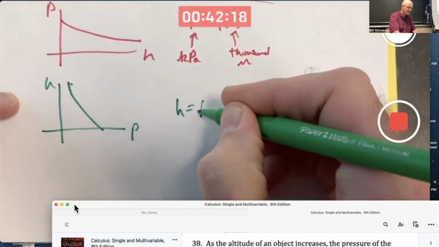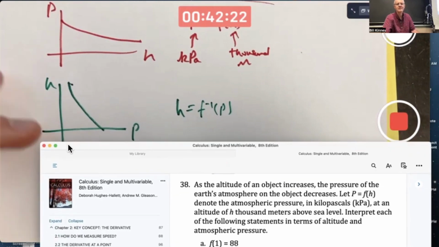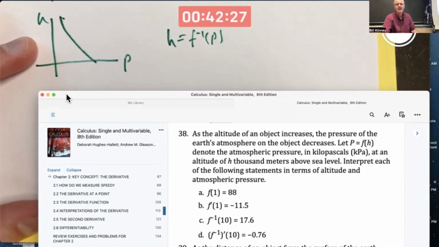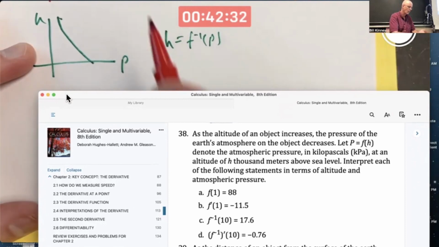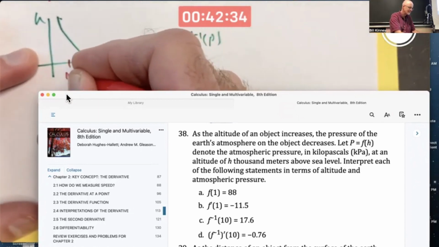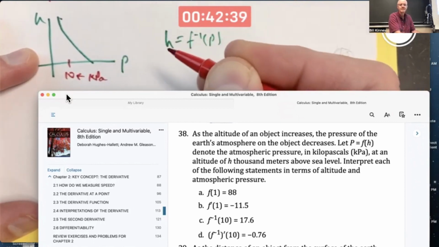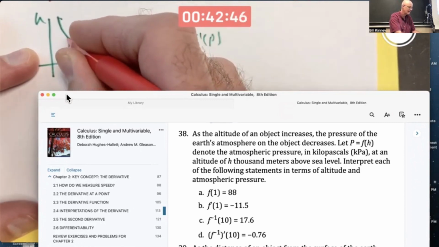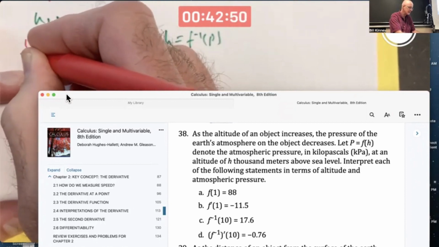H is F inverse of P. We don't know the formula. That's okay. We don't know the formula for F either. F inverse of 10 equals 17.6. When the pressure is 10 kilopascals, that's a P value now, not an H value. The height is 17.6 thousand meters.